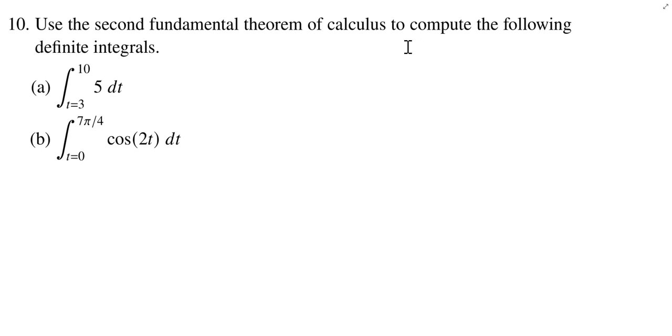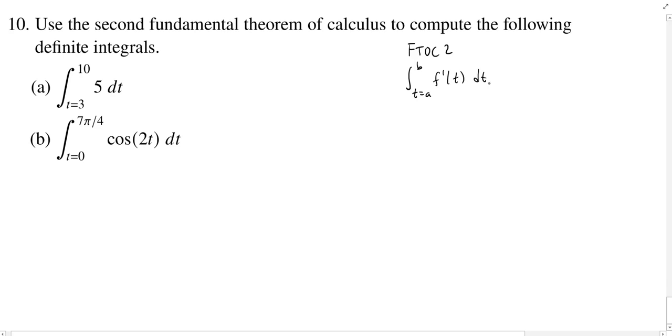So recall the second fundamental theorem, we call that FTOC 2, so that if you're going to integrate from a to b, and you have the derivative of the function that you're integrating, then you find an antiderivative and you evaluate it at the two endpoints, b and a, and subtract. So f of b minus f of a.